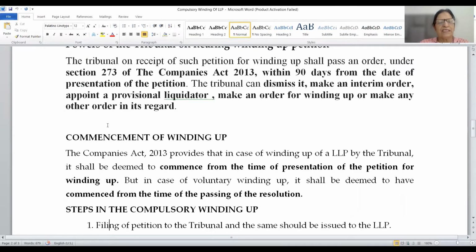Now friends, the next heading is commencement of winding up. The Companies Act 2013 provides that in case of winding up of LLP by the tribunal or NCLT, it shall be deemed to commence from the time of presentation of the petition for winding up. So the moment the petition is presented, from that very time, the winding up of the LLP shall commence.